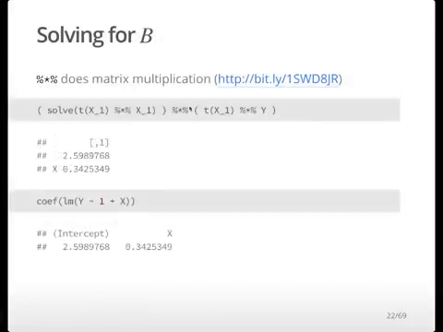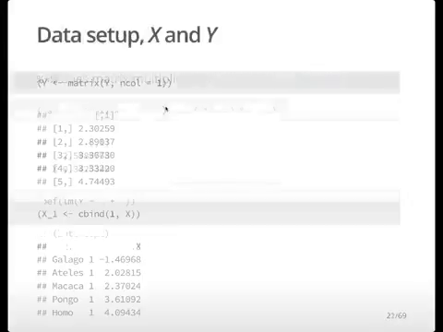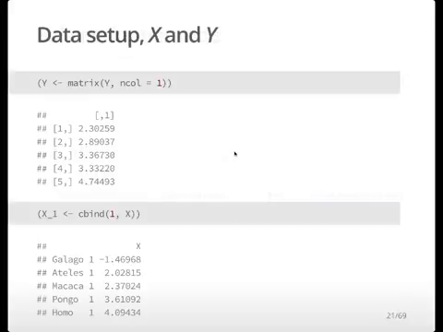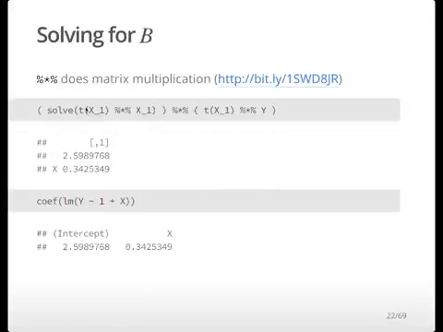All right, so let's solve it. In R, this percent x times percent does matrix multiplication. Otherwise, it just multiplies element-wise. Again, you're not going to have to do this, but that's just what's happening here. So this first part, that's this right here. We're going to solve the transpose of x1 times x1, and then multiply all of that by the transpose of x1 times y. And if we run that one line, we get this value.